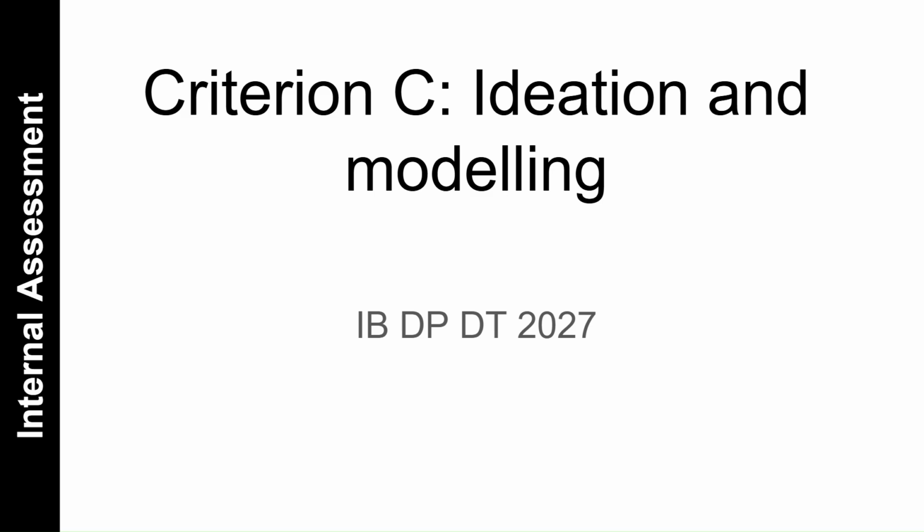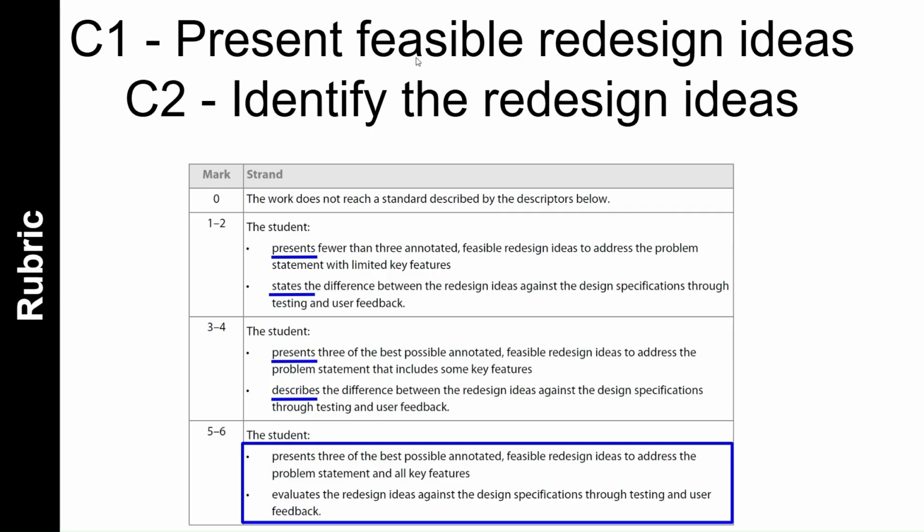For Criterion C, ideation and modeling, there are two strands. C1 is presents feasible redesign ideas, and C2 is identify the redesign ideas. Looking at the rubric here, the 5 to 6 marks for C1 presents 3 of the best possible annotated feasible redesign ideas to address the problem statement and all key features. And then C2 evaluates the redesign ideas against the design specifications through testing and user feedback.